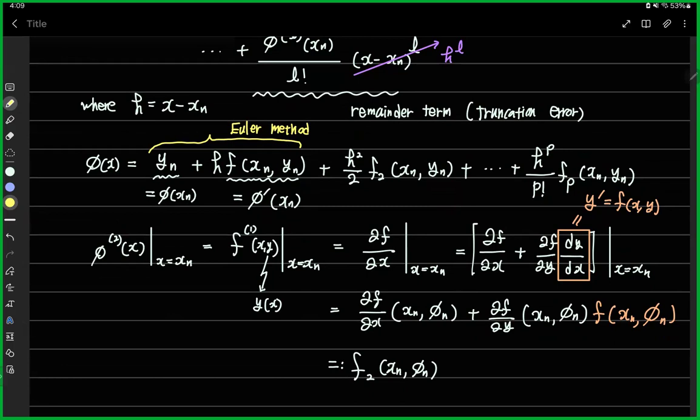As you add more terms to find the approximation y sub n plus 1, the order of convergence will increase. If you use the first, the second, and the third term, then you're going to get order 3, which means O(h squared). If you add more terms, 1, 2, 3, 4, then you're going to get O(h to the third power). Here's the problem: it's not easy to figure out f sub 2, f sub 3, f sub p.